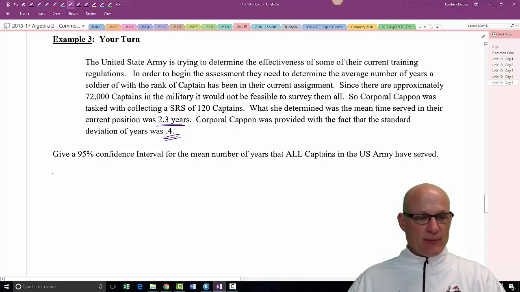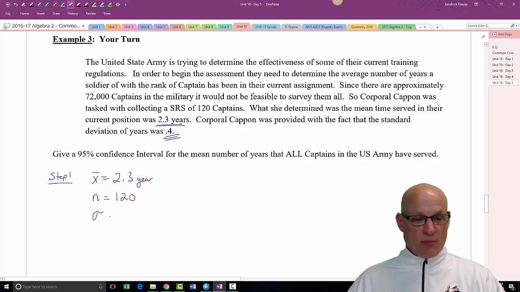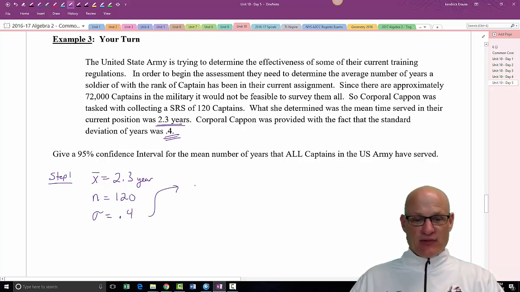What do we need? Step 1. We got our X bar. She calculated it to be 2.3 years. We have our N value. Our N value is 120. We have our population standard deviation of 0.4. So I think at this time it'd be prudent to get the sample standard deviation. So we're going to do 0.4 divided by the square root of 120. Boy, that's going to be tiny.